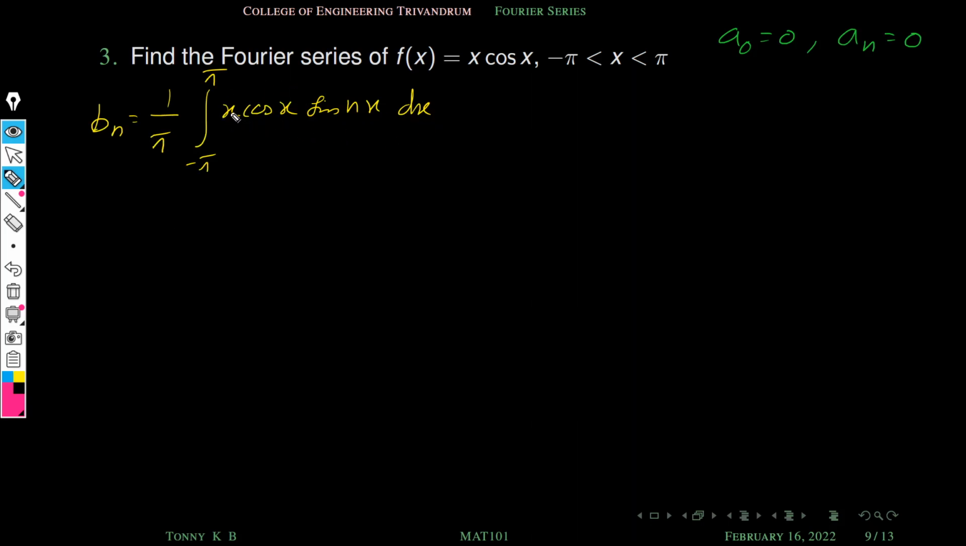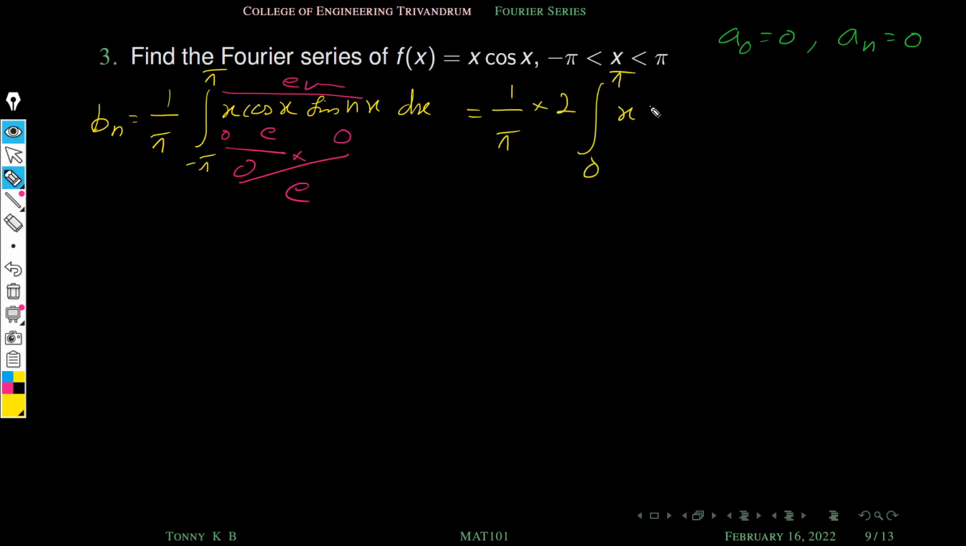Similar to the previous case, here x is an odd function, cos nx is an even function, and sin nx is an odd function. And we know that odd times even is an odd function. Now again, odd times odd is an even function. So this entire function is even, right? So we can write this integral as 1 by pi into 2 times the integral from 0 to pi of x cos x sin nx dx.